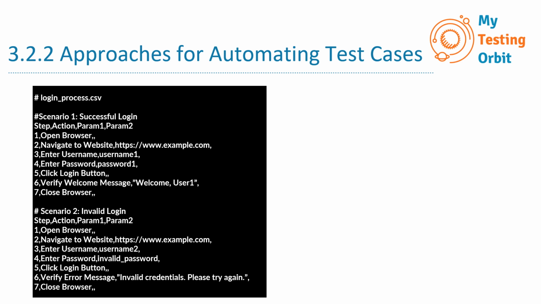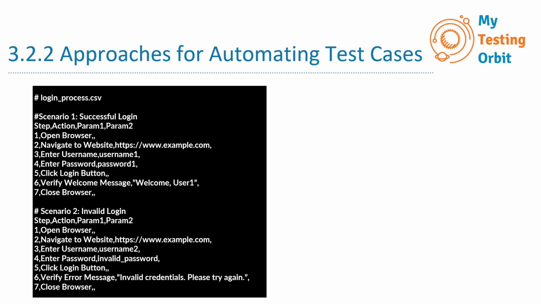Okay, so now here is an example of a process-driven script for a login scenario. That's the CSV file known as login_process. Okay, so in this example, we have two scenarios. Scenario one is successful login and scenario two is invalid login. Each scenario consists of a series of steps that represents actions performed during the login process.